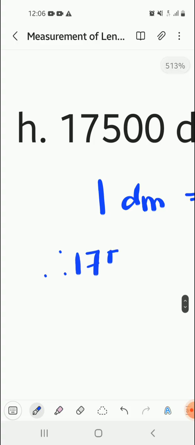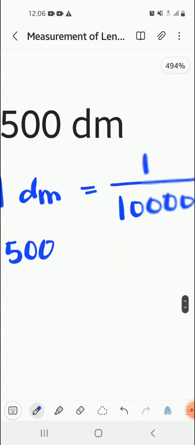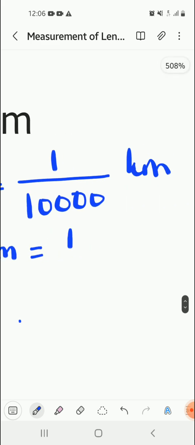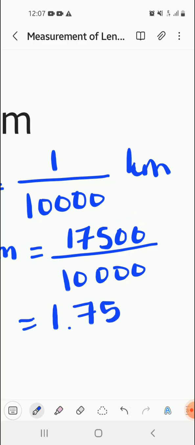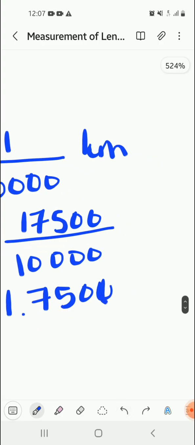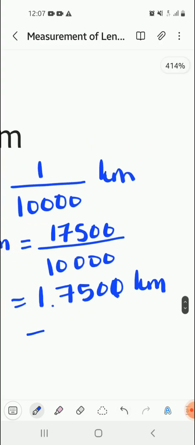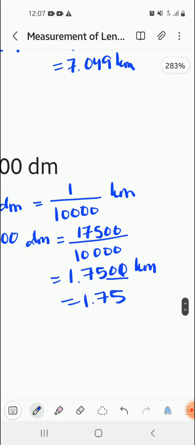Therefore 17,500 decimeter is equal to 17,500 divided by 10,000. We have got 1, 2, 3, 4, 4 zeros. So 4 decimal places, that is 1, 2, 3, 4. So insert a decimal point here. So my answer will be 1.7500 kilometer. Or you can also write it as 1.75, omitting the zeros at the end because it doesn't really make any difference. So that is it.